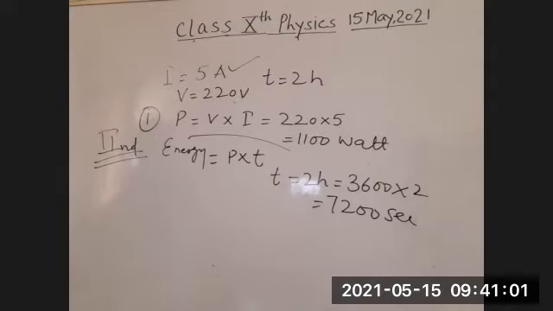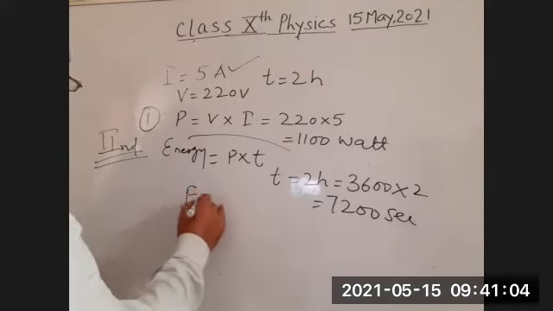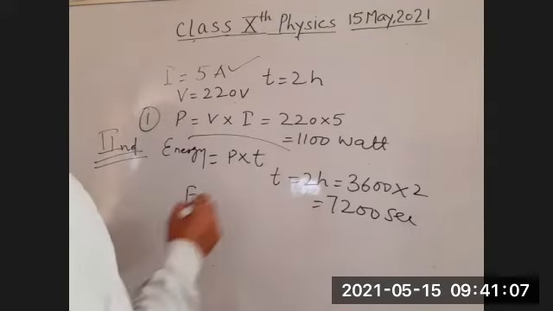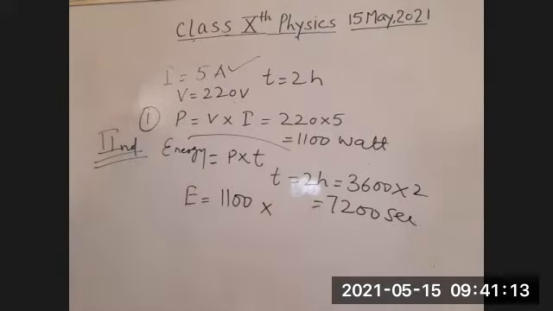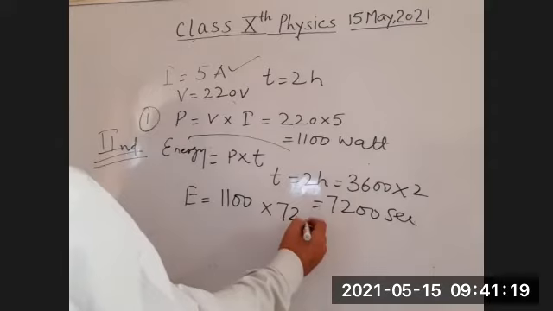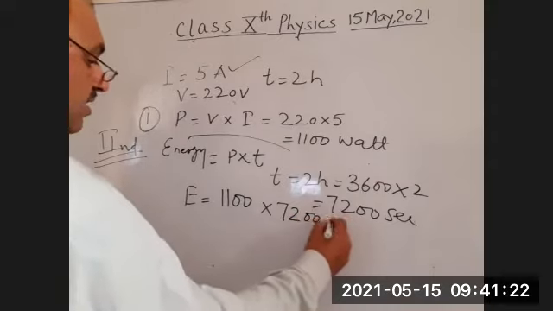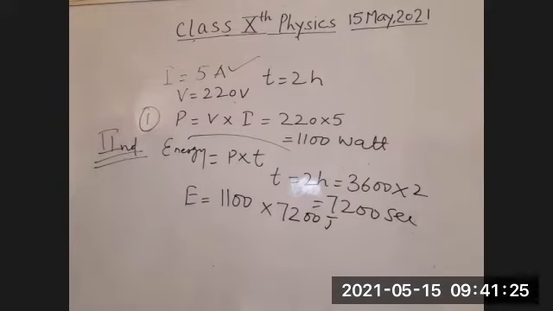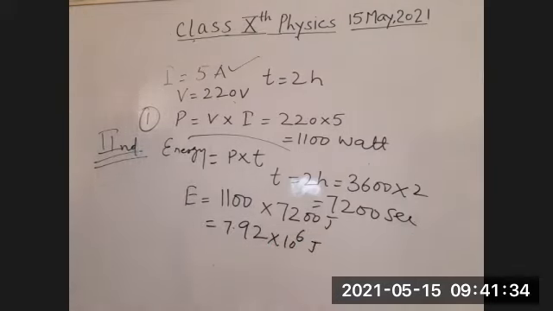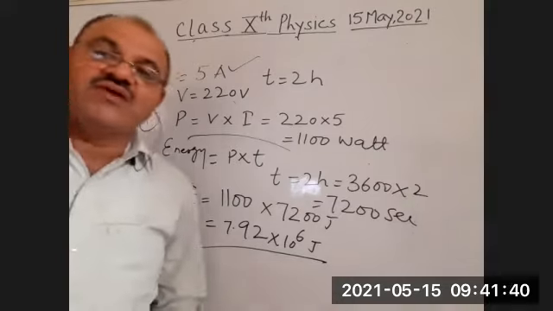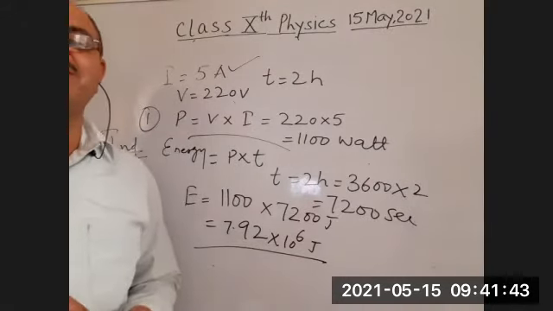Now energy is equal to, directly students, we can calculate it as 1100 multiplied with 7200 joules. If you multiply, the value will be 7.92 into 10 raised to the power 6 joule. Directly also, students, we can calculate by this method also. This is simple. That was complicated.